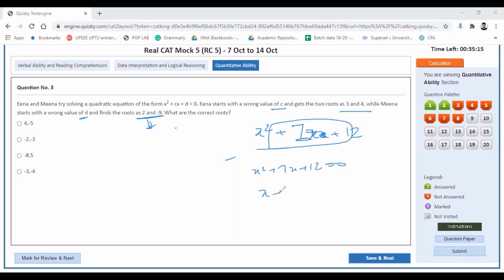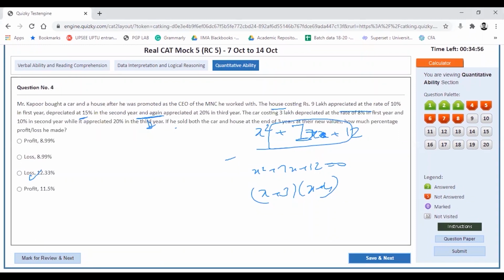Now the roots are simple, x plus 3 times x plus 4. That gives me the roots as minus 3 and minus 4. So I would quickly choose my answer as this. I'll clear my screen.